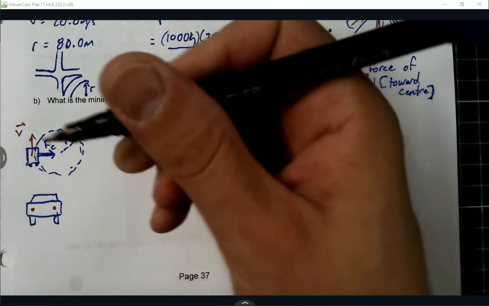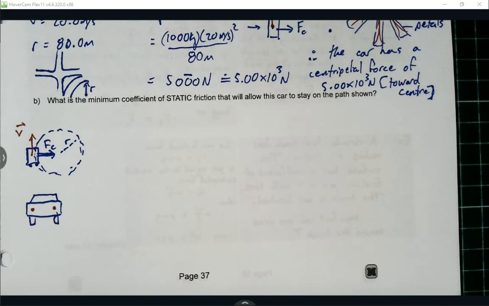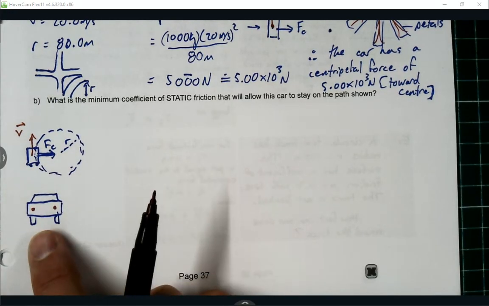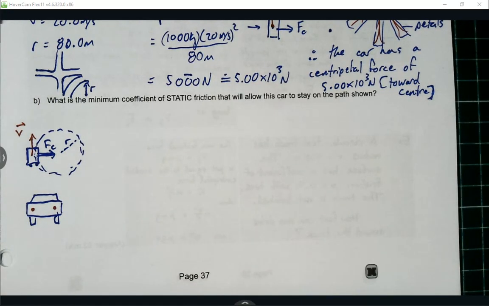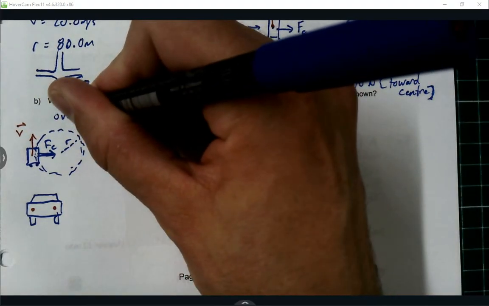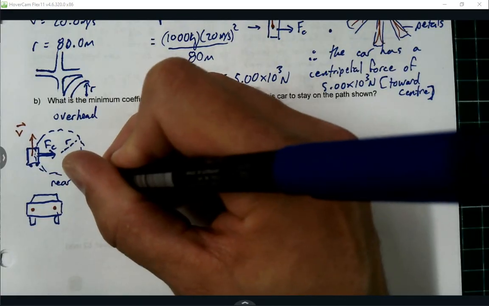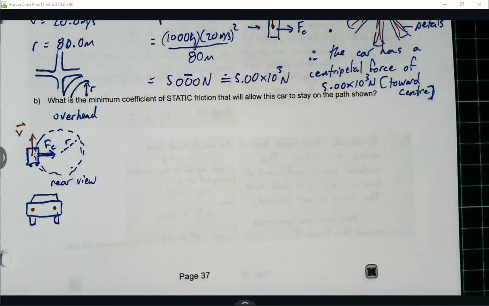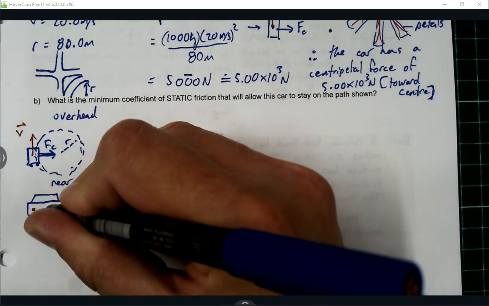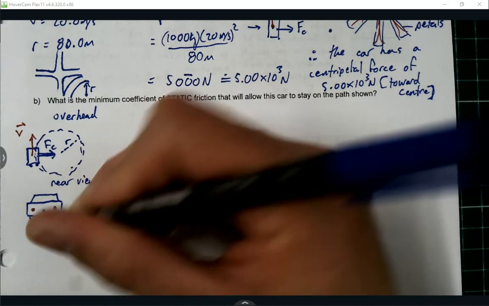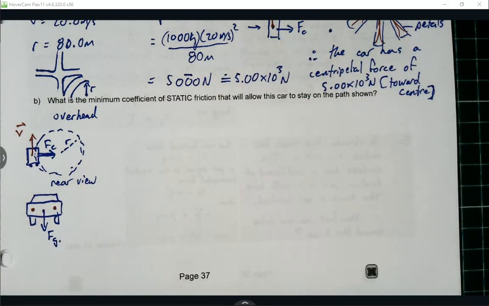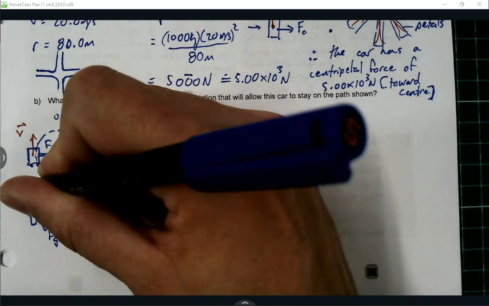Cabin for the humans, okay? And as this car drives away from me, notice it's driving away from me. So I'm just switching my perspective to a rear view, overhead, just so we're not losing ourselves. Overhead, rear view. Okay? I know that there's going to be an FG down. And if we're on flat level ground, there's going to be an F normal straight up.